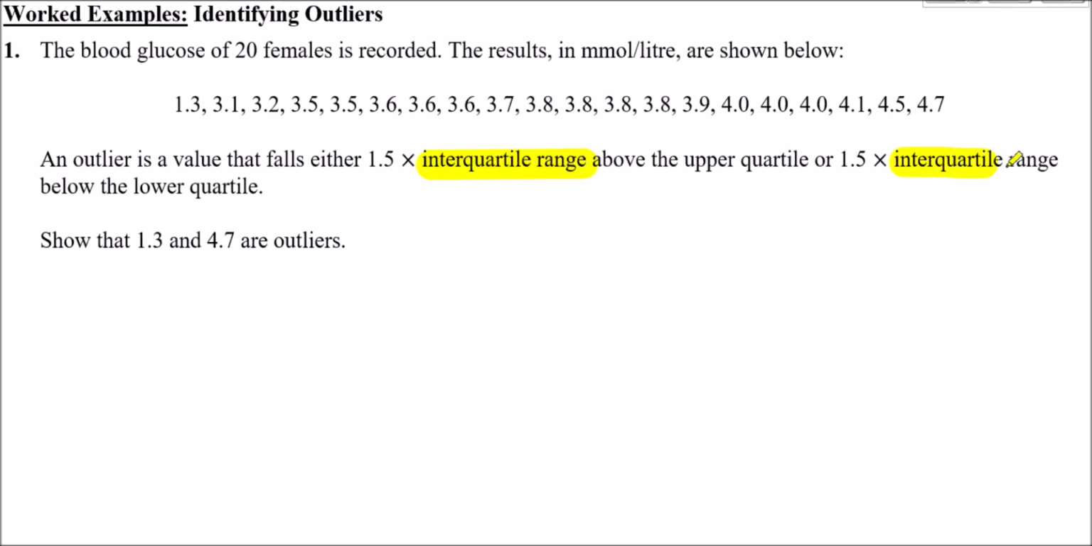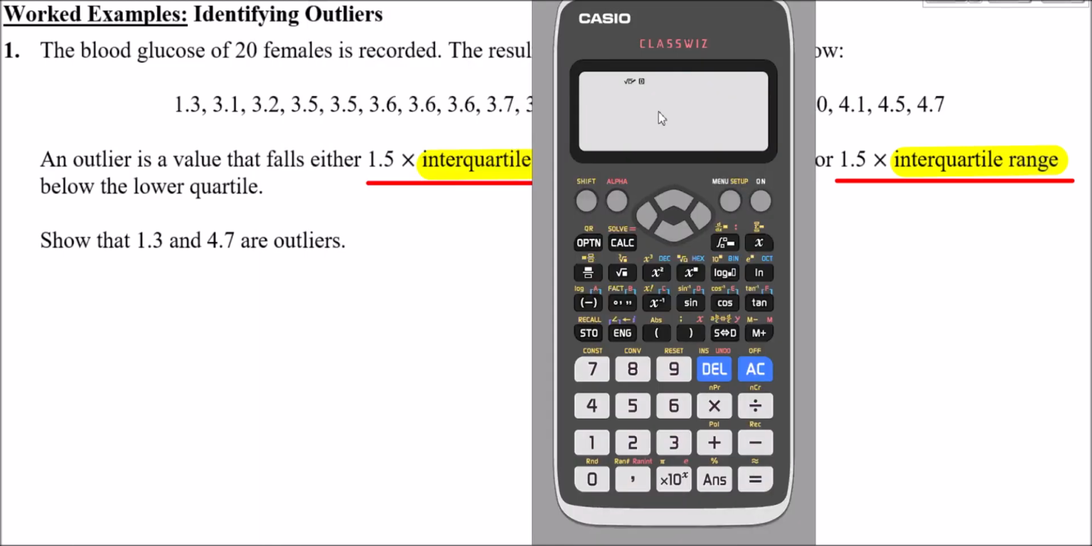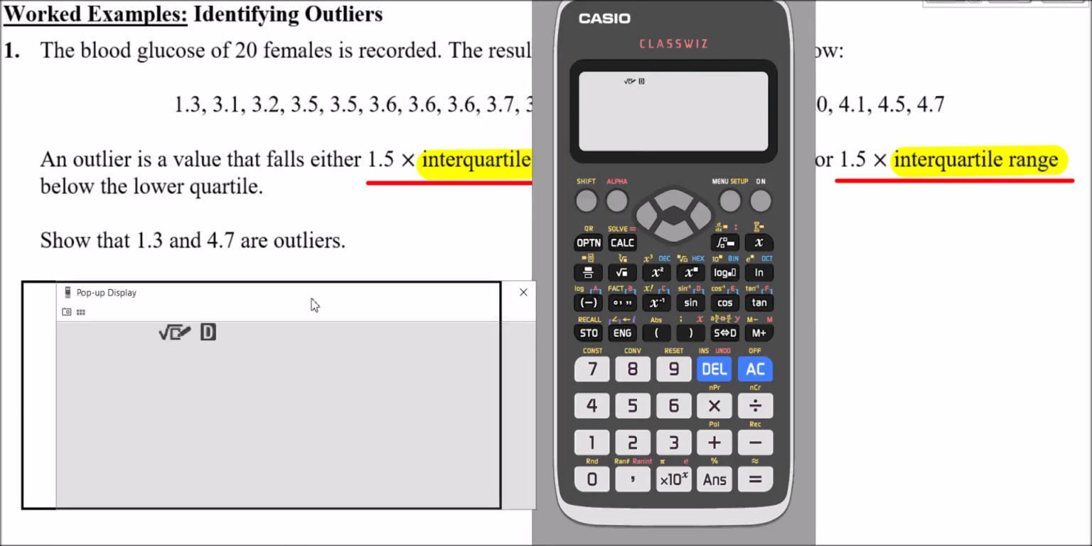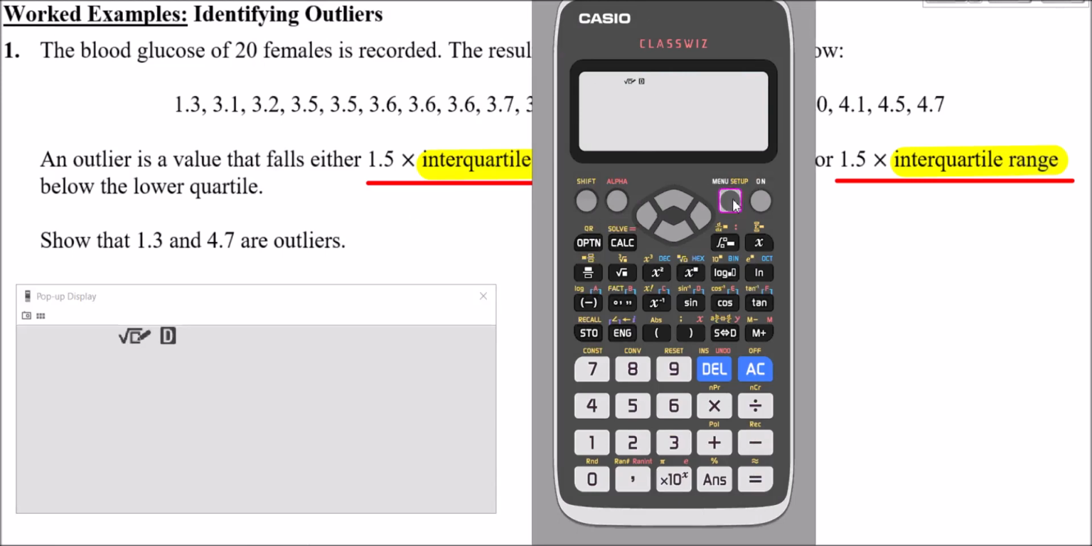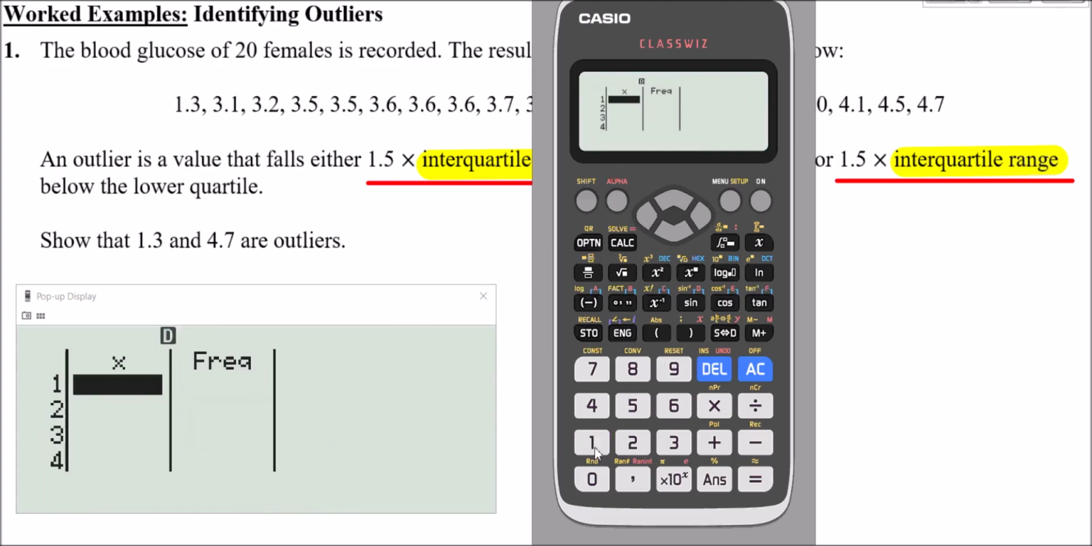Once we've done that, then work out what 1.5 multiplied by the interquartile range is. So we need the ClassWiz here. I would not suggest to do this manually. So get the ClassWiz up and ready. And what we need to do here is to type in these data points one by one. So we go to Menu, press option 6, and then 1 for one variable calculation.